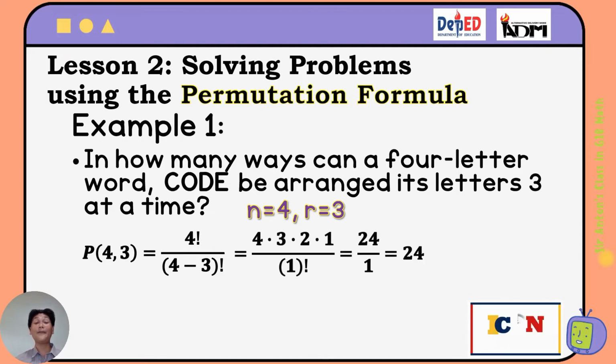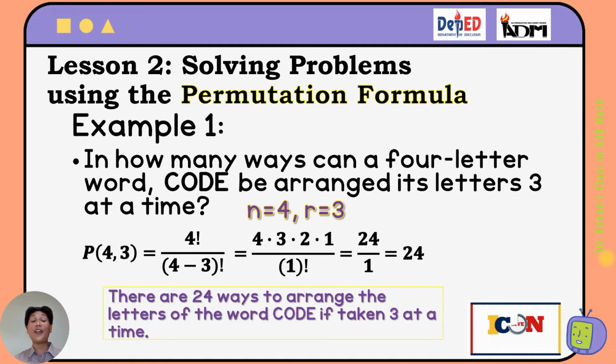Solving, we have 4 factorial is 4 times 3 times 2 times 1. And 4 minus 3 is equal to 1. Simplifying, 4 times 3 times 2 times 1 is 24, divided by 1, because 1 factorial is 1. The answer is 24. Therefore, there are 24 ways to arrange the letters of the word CODE if taken 3 at a time. The same answer as using FCP, right?